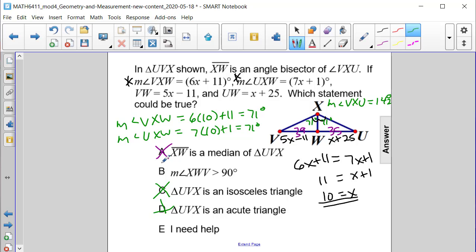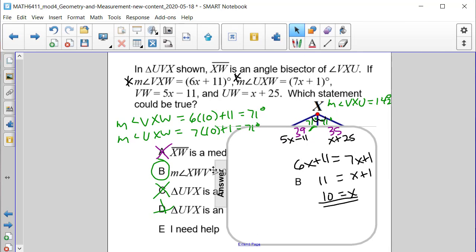Therefore, the only answer choice that could be true is B. The measure of angle XWV is greater than 90 degrees, which can absolutely be true, since we don't have any right angles nor an isosceles triangle.